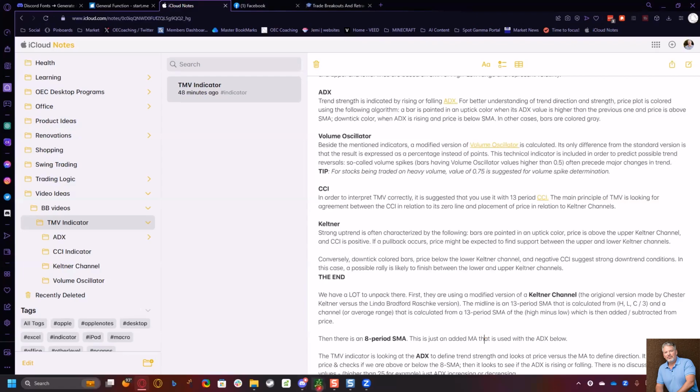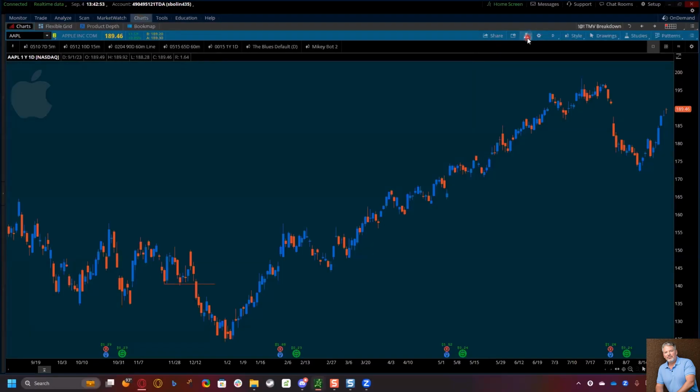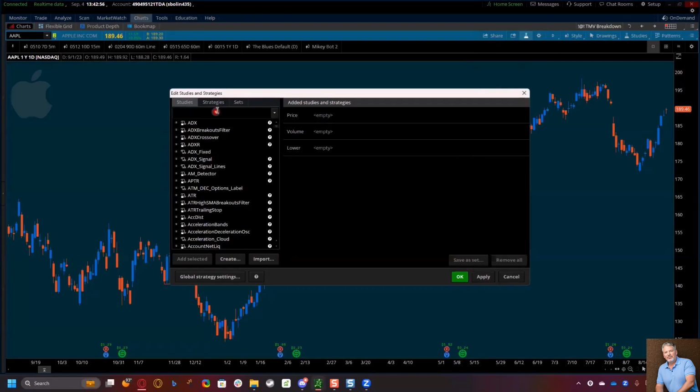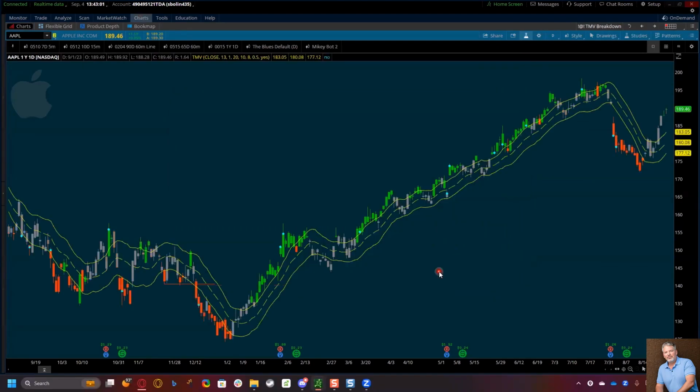So let's show you what it looks like when we apply the TMV onto a chart. So I got a blank chart here, nothing on it. We just type in TMV, and this is Thinkorswim's original TMV indicator. You can see that it changed the color of my candles, and it applied the Keltner channel, and it also is applying these little dots, which I know probably doesn't show up very well in the Zoom or in the stream, but there you go. Those little dots are from the volume oscillator.